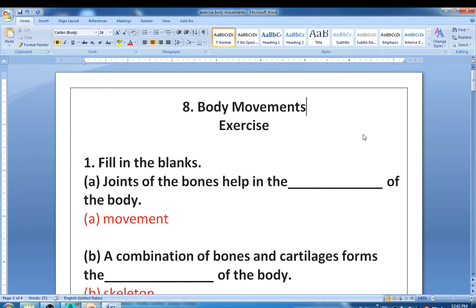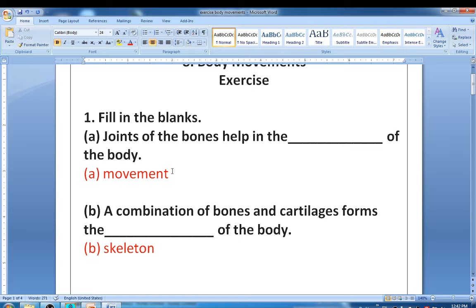Hello everyone. Let's start to discuss the exercise of lesson number 8, that is body movements. Okay, so a total of 4 questions are there: fill in the blanks, true or false, match the following, and answer the following. I hope that you have completed your exercise. Now we are going to check whether your answers are correct or not.